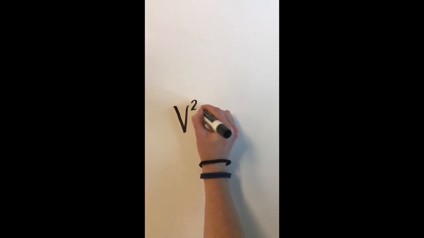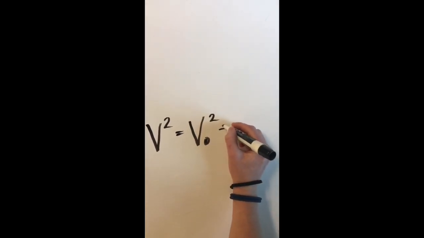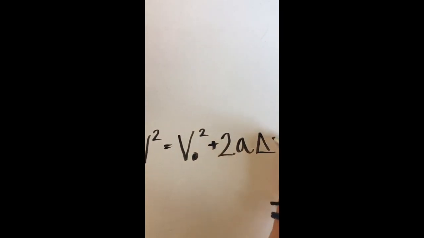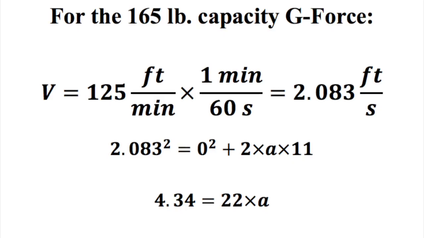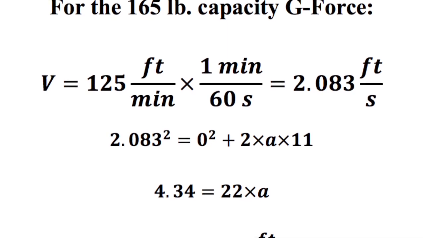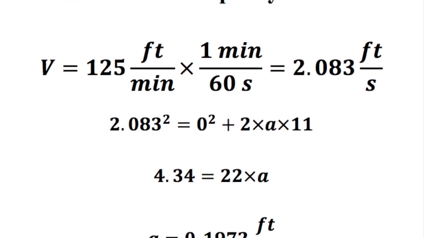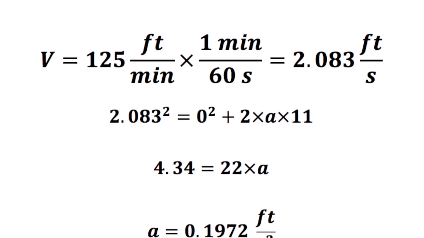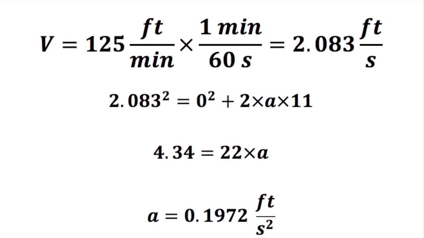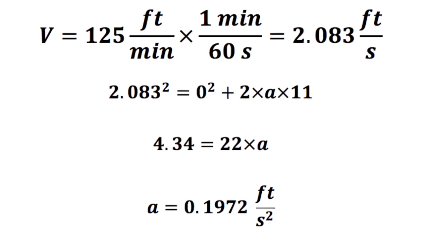To solve for the acceleration of each size G-Force, we use the kinematic equation, which states that the velocity squared is equal to the initial velocity squared plus 2 times the acceleration times the distance. We can rearrange the equation to find the acceleration of the G-Force. We obtain the values for the maximum lifting speed and the maximum lift range from a G-Force quick facts chart. We also assume that the G-Force begins at rest, and ultimately we achieve an acceleration of 0.1972 feet per second squared for the 165-pound capacity G-Force.